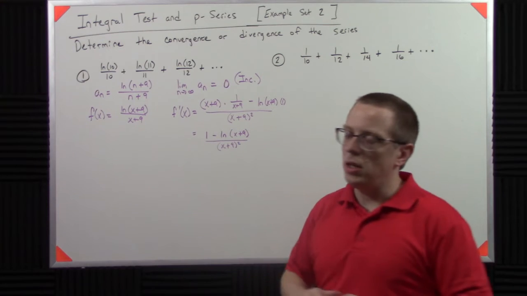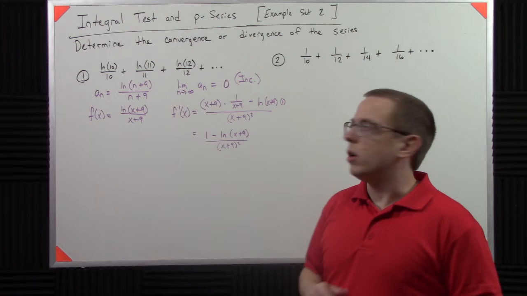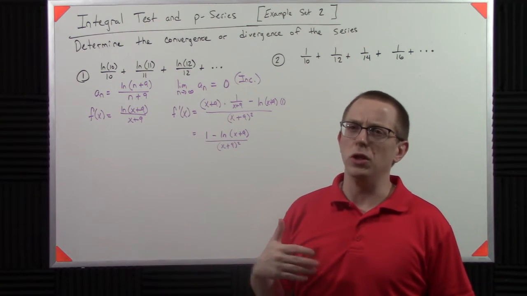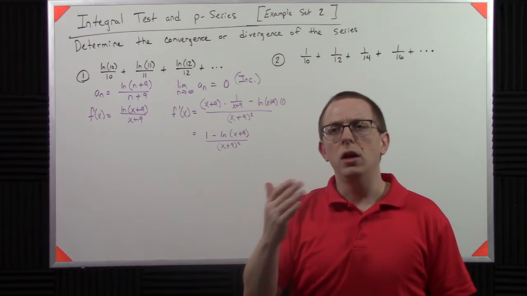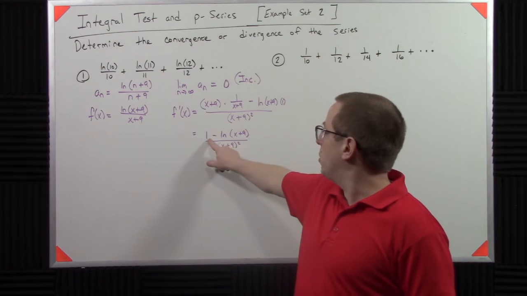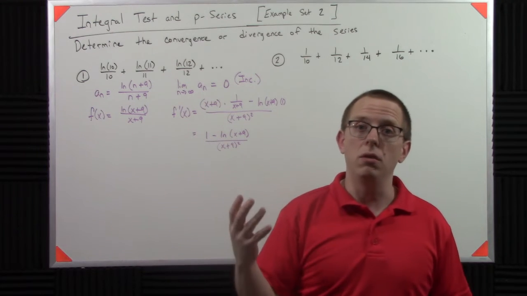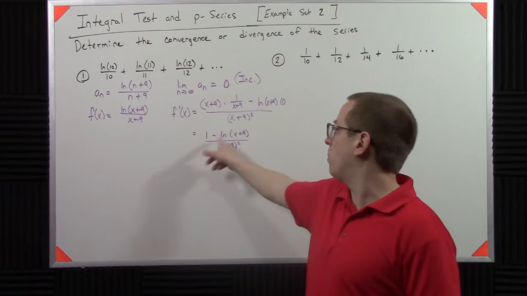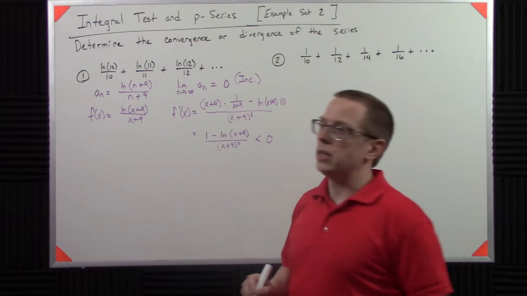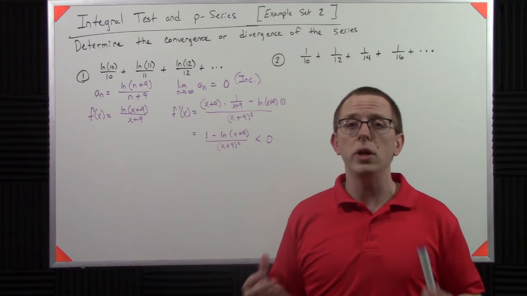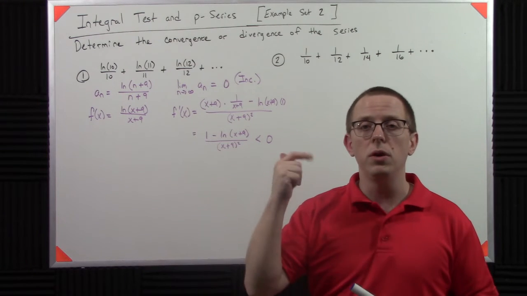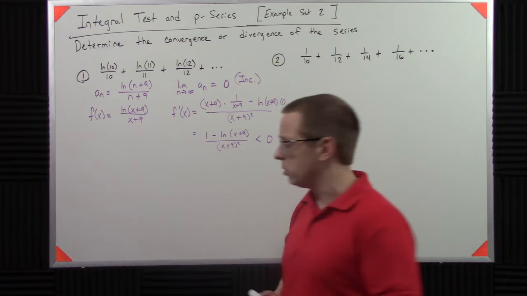So you have to say to yourself, well, the bottom is clearly positive. So is the top going to be negative? Well, natural log of 10 is bigger than 1. It's bigger than 2 even. So it's always going to be bigger than 1, so 1 minus that is always going to be negative. If it's 2 or 3 or 100, 1 minus whatever is negative. So the derivative is less than 0, so it's a decreasing function on the domain of 1 to infinity. Since it's now positive, continuous, and decreasing, we can apply the integral test.